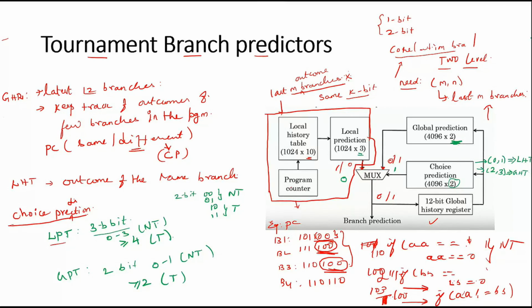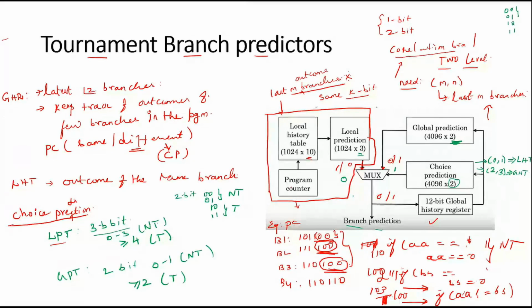Don't get confused. 2 bit means we have 4 values: 0 0, 0 1, 1 0, 1 1. In this, if it is 0 0 or 0 1, it will take the output from the local history table, and accordingly it will do the branch prediction. Or else, if it is 2 or 3, it will consider the output of the global history table.